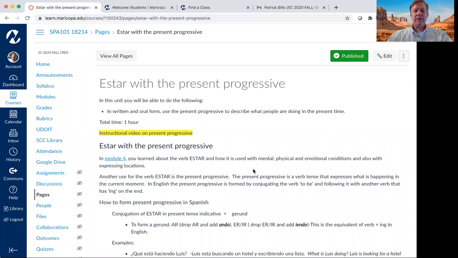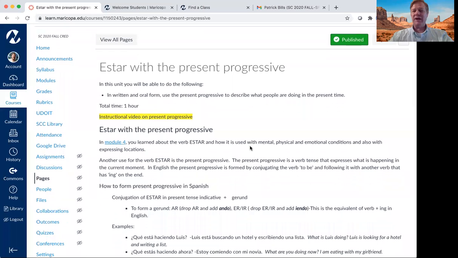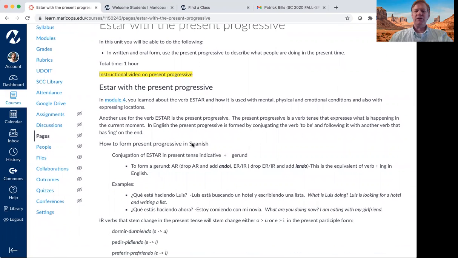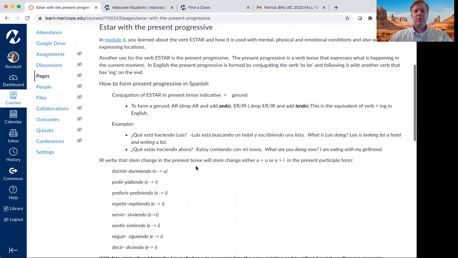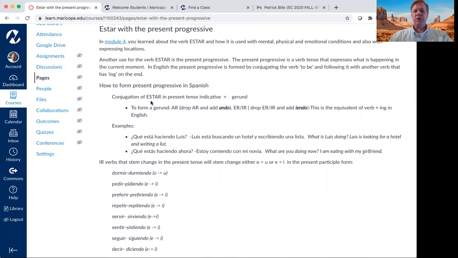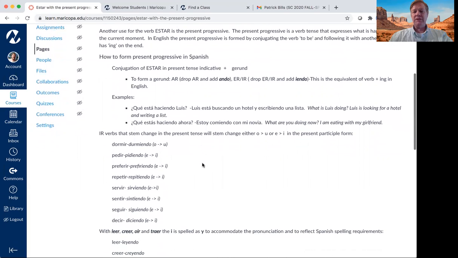Hola clase. In this unit, we will be looking at the verb estar and the formation of the present progressive. Bien, so you've learned how to conjugate the verb estar already. We don't need to go through that again. But to form the present progressive, you have the verb estar and the gerund of the active verb. Those in Spanish end in ando for AR verbs and yendo for ER and IR verbs.